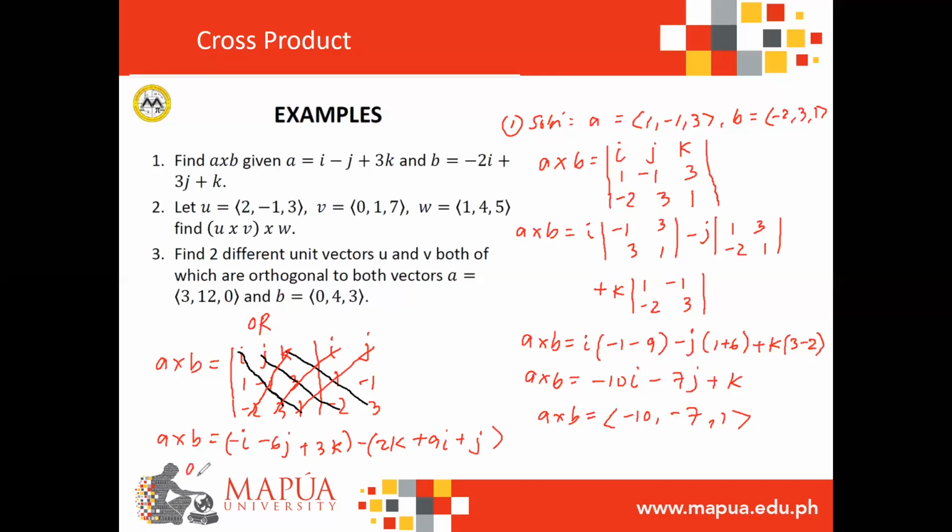So simplifying now, we have negative i minus 9i. That's negative 10i. Negative j minus positive j, that's negative 7j. Then positive 3k minus 2k is positive k. Or we can also write this in bracket or component form, that's negative 10, negative 7, positive 1. So we have the same answer obtained using the cofactor expansion.